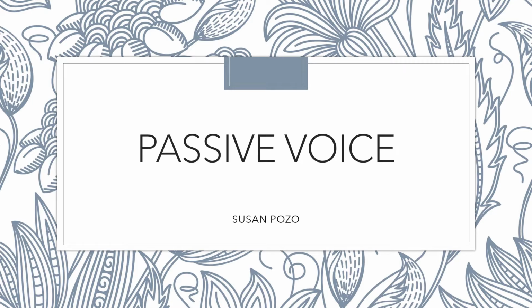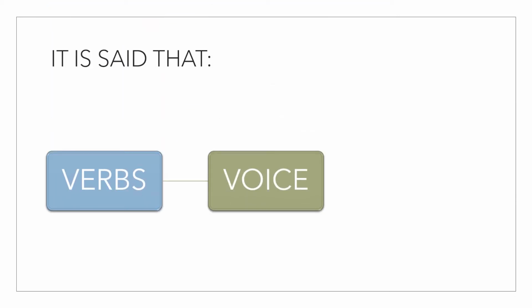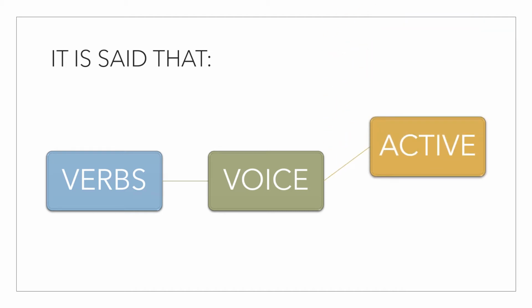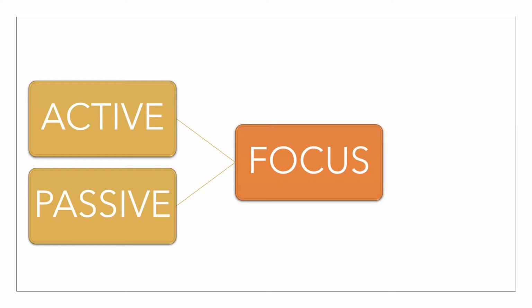Today we are going to start with passive voice. First of all, it is said that verbs have voice. Verbs have active voice and they also have passive voice. So, what is the difference between active and passive? Of course, structure. That's the first thing that you're going to see.